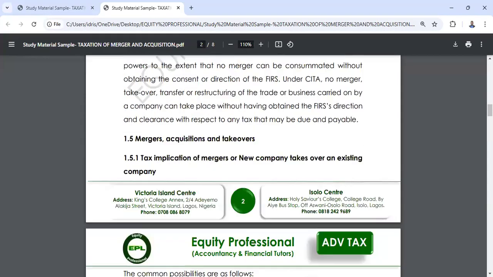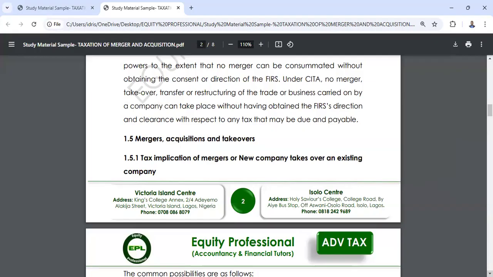Now, where we are going now is, let's look at tax implication of merger. If they want to ask you what is the tax implication of merger, they can ask it in a different way. They can ask what is the tax implication of a new company taking over an existing company?